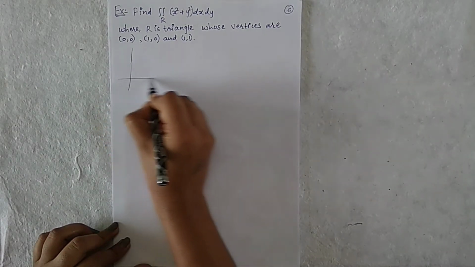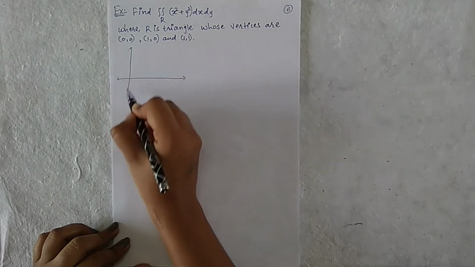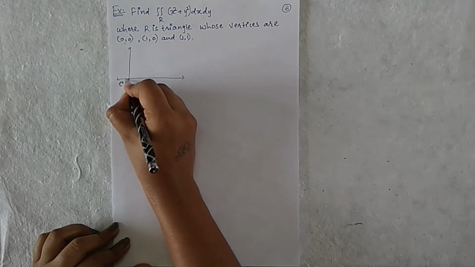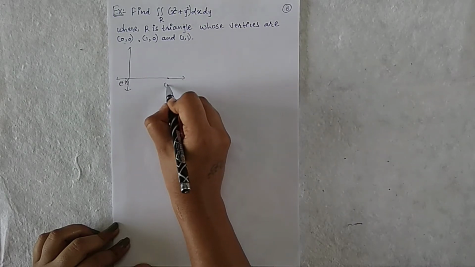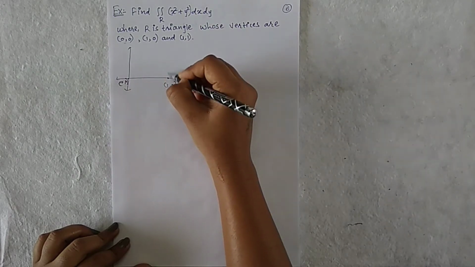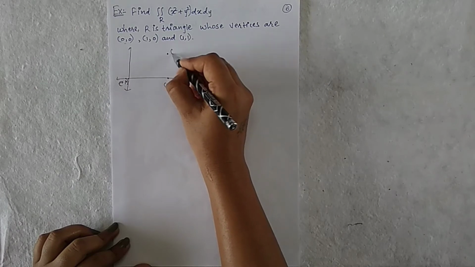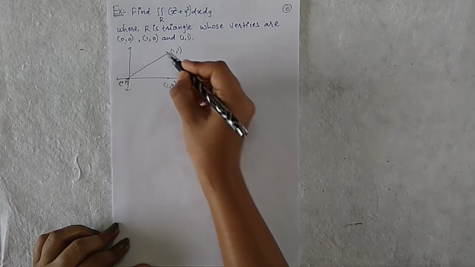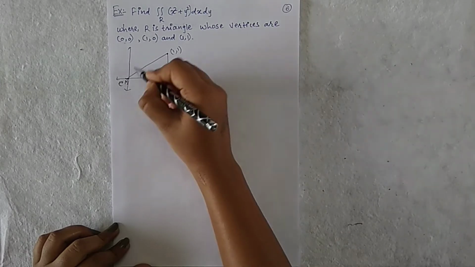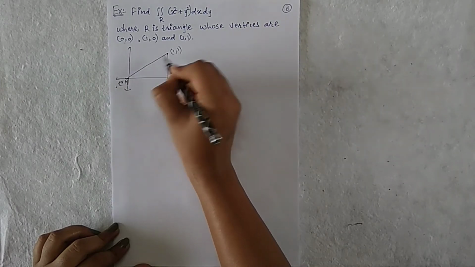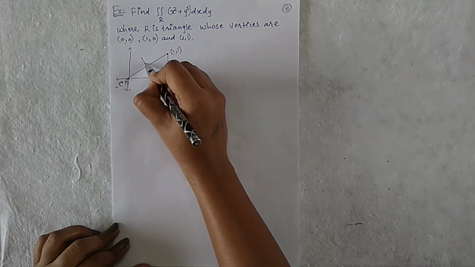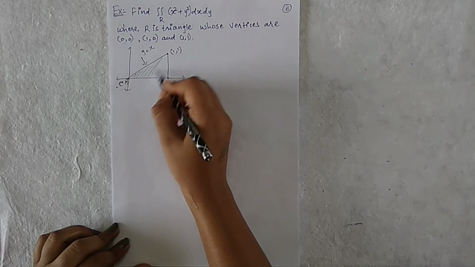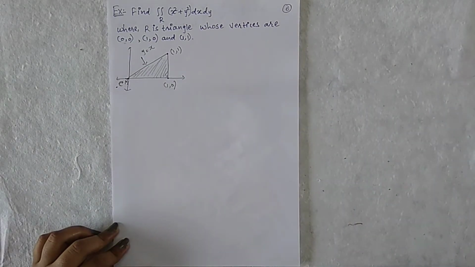So for that, draw the axes and first put (0, 0). Here is (0, 0), second is (1, 0) and third one is (1, 1). Suppose (1, 1) is here. Make the triangle. The equation of this line is y is equal to x, and we have to find the integral over this region.